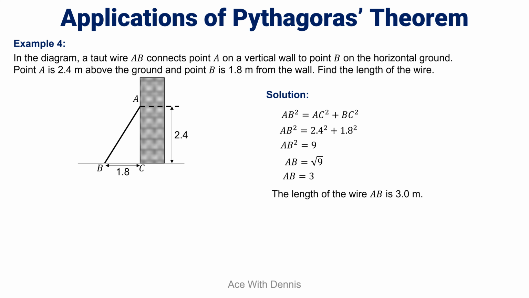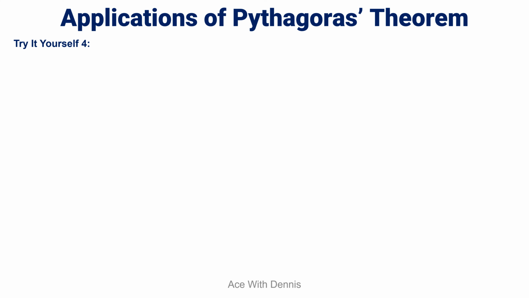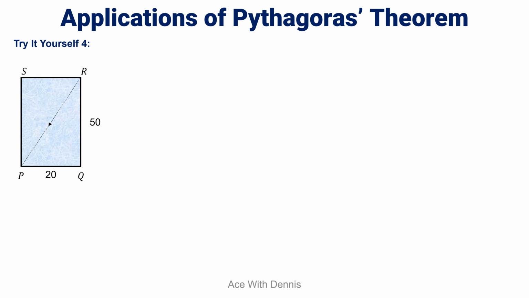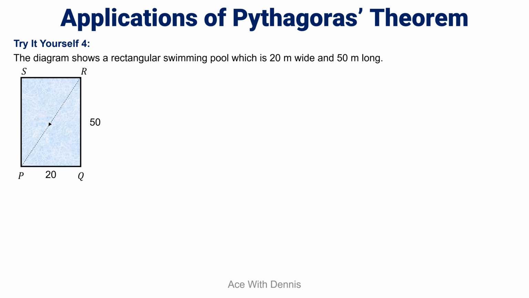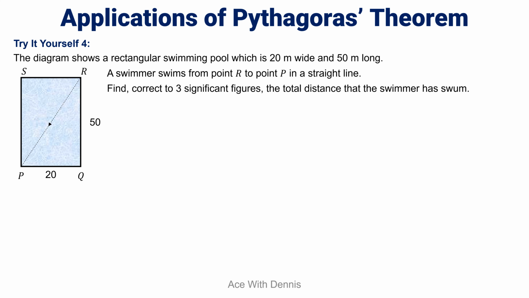Try it yourself. Number 4. Given this diagram. The diagram shows a rectangular swimming pool which is 20 meters wide and 50 meters long. A swimmer swims from point R to point P in a straight line. Find, correct to three significant figures, the total distance that the swimmer has swum. You can pause the video and try to do it yourself.